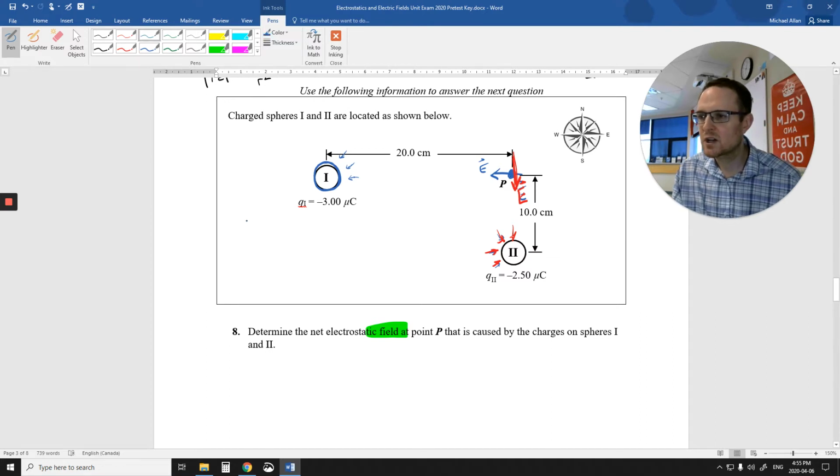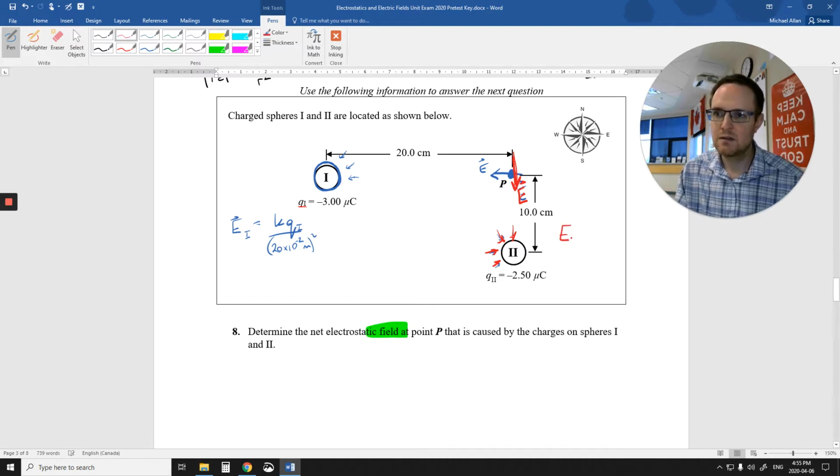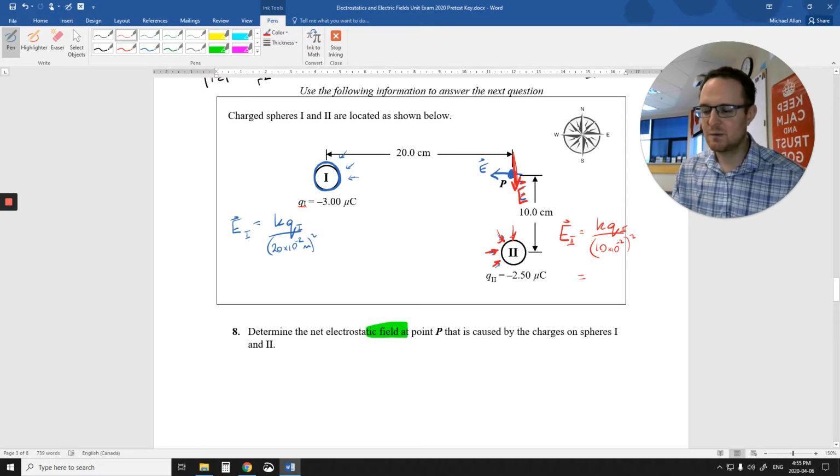So I have some X and Y. For charge 1, the field at that point is going to be kQ1 over its distance squared. And then for charge 2, its electric field up at this point here is going to be kQ2 over its distance, 10 times 10 to the negative 2, squared. So I'm going to find both of these fields. I'm going to deal with the X and Y's in a bit.